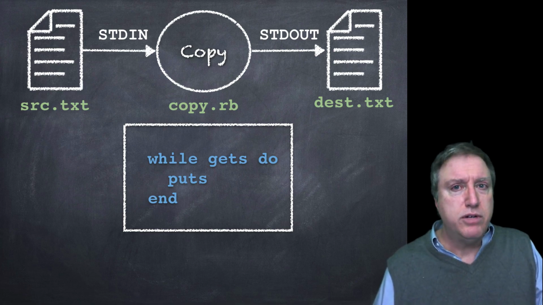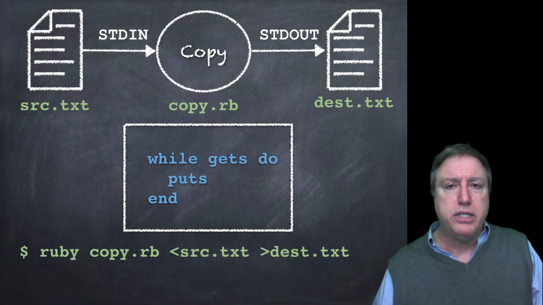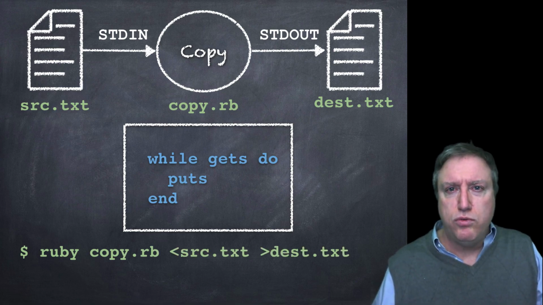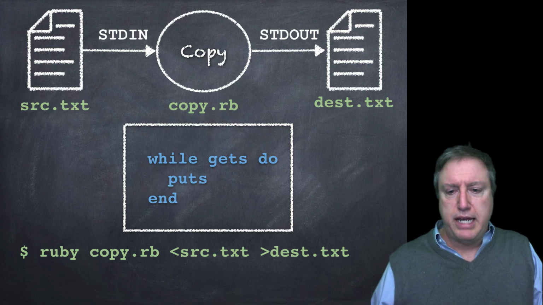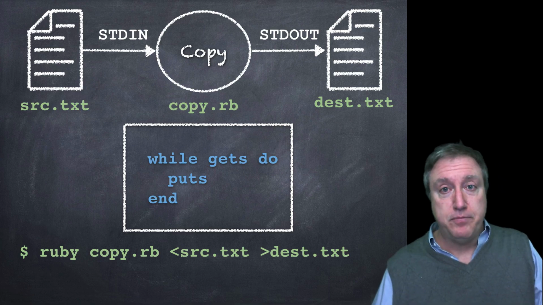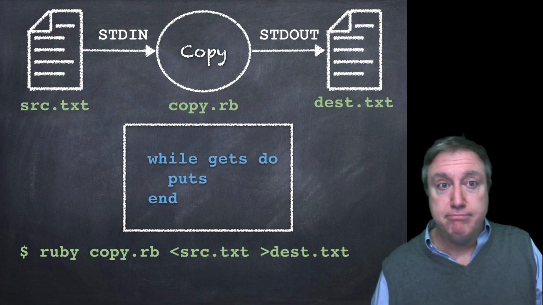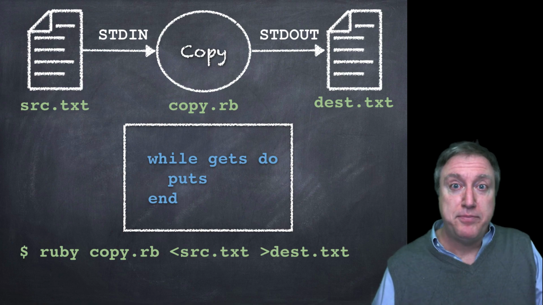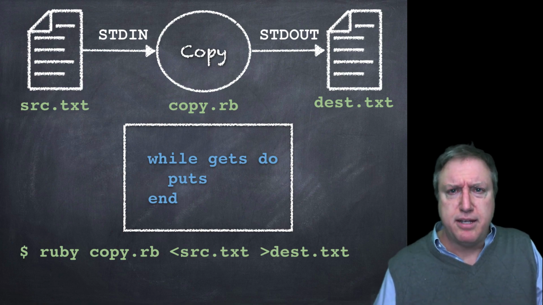To invoke this script, read from one file and output to the other file, use our two redirect symbols. Take src.txt and give it to standard in, take standard out and give it to dst.txt. Easy peasy, lemon squeezy.